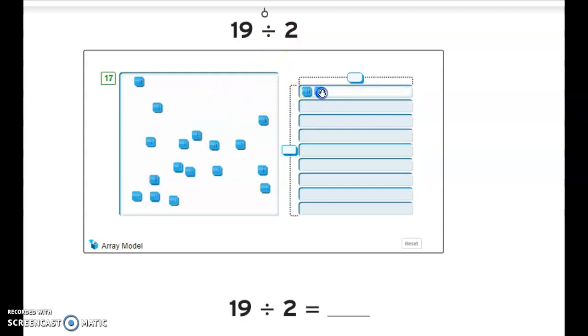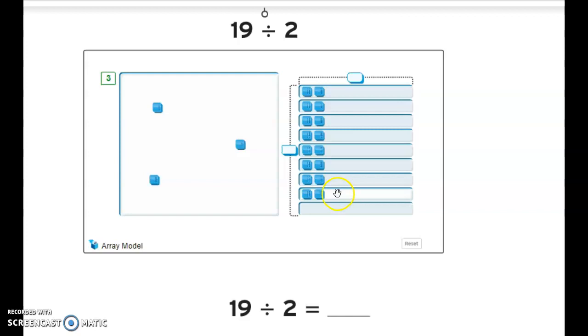So we're going to do, there's a group of 2. There's a group of 2. There's a group of 2. We're going to keep making groups of 2 until we've gotten to 18. Look at 2, 4, 6, 8, 10, 12, 14, 16, 18.